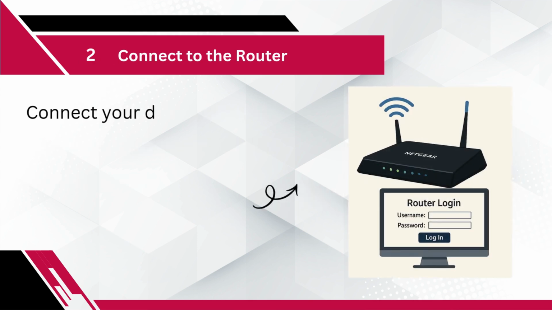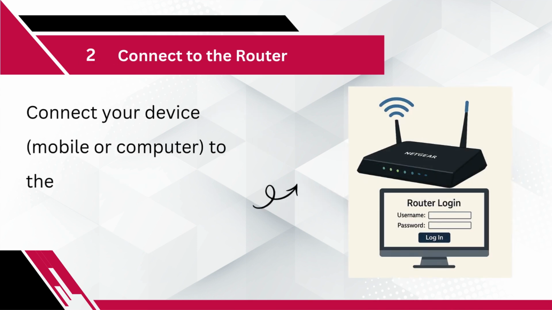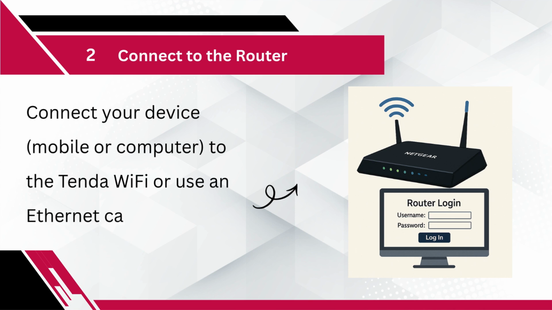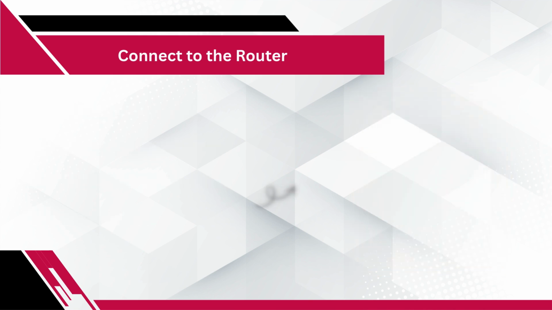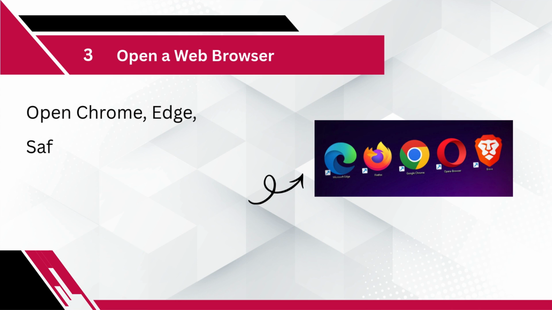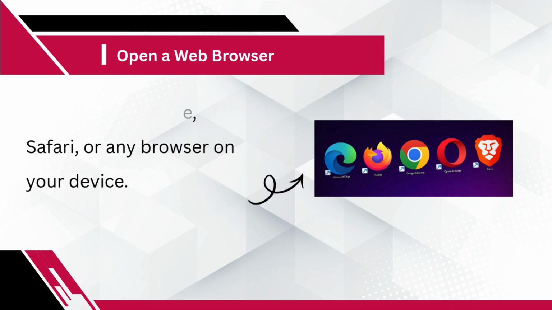2. Connect to the router. Connect your device, mobile or computer, to the Tenda Wi-Fi or use an Ethernet cable. 3. Open a web browser. Open Chrome, Edge, Safari, or any browser on your device.